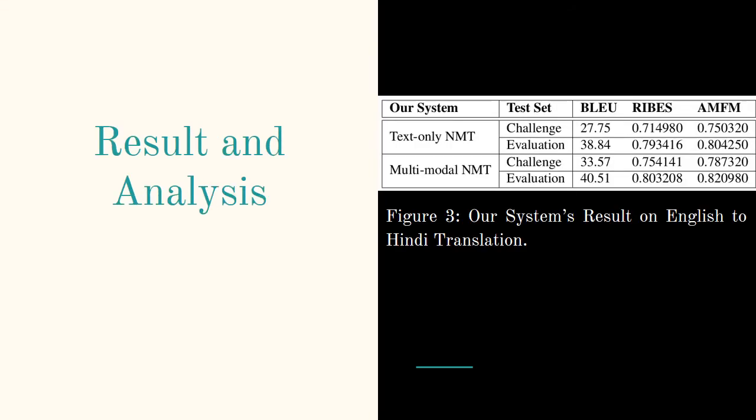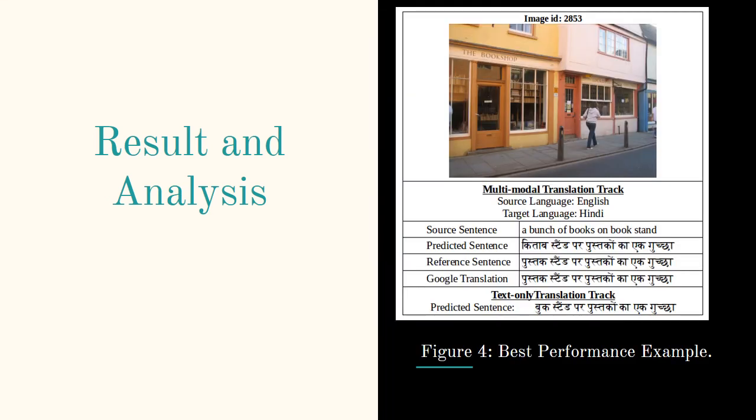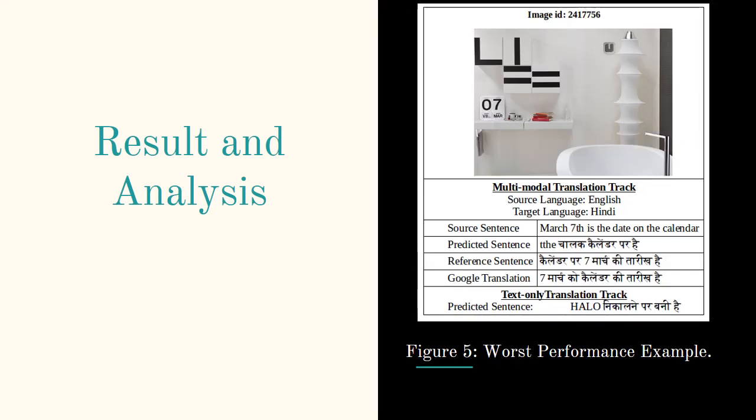So these are the results. These results are declared by the organizer, and we have achieved a higher BLEU score in the case of multimodal NMT for the evaluation metrics BLEU, RIBES, and AMFM. So this is the best performance example. The source contains a bunch of books on the bookshelf. Our predicted sentence is close to the references as well as Google translation. And this is an example of the worst performance of our model.